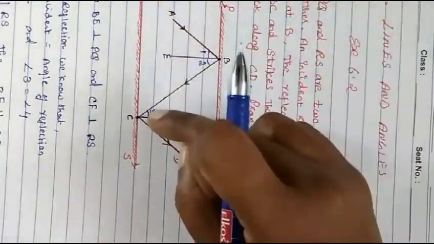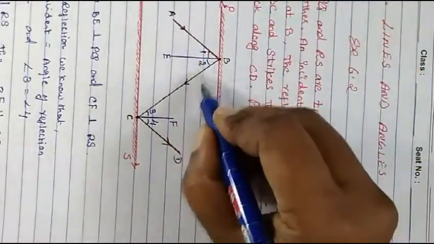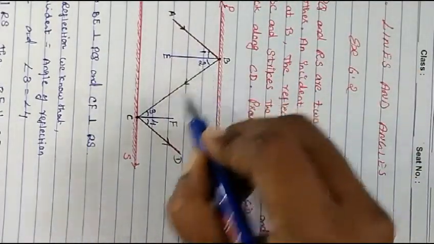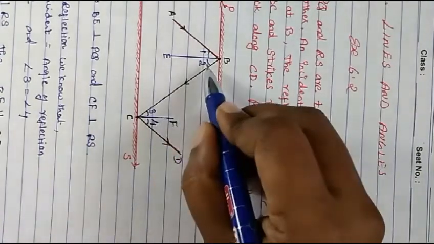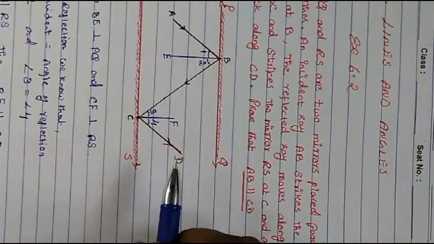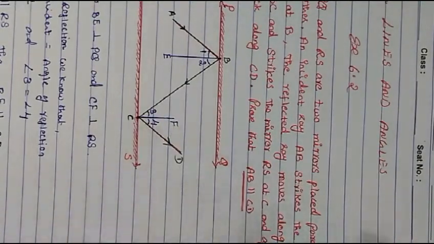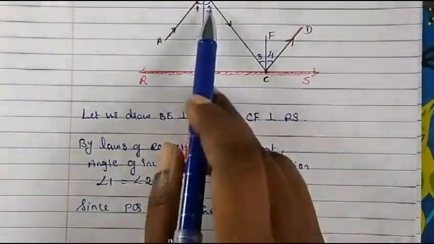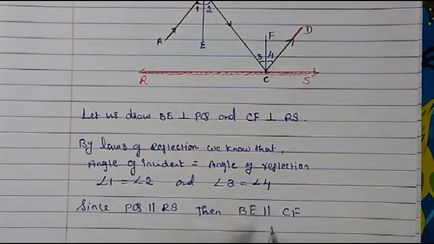So this angle 2 and angle 3 are inside the parallel lines, and they are opposite to each other. So can we say this angle 2 is equal to angle 3 because they are alternate interior angles? Please go through the introduction to alternate interior angles, I have explained it to you. So now can we say angle 2 is equal to angle 3? So angle 2 is equal to angle 3.